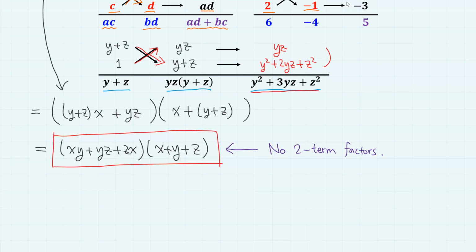You see, this problem is harder than usual because, as you can see, there are no two-term factors. Nevertheless, the result is beautiful.